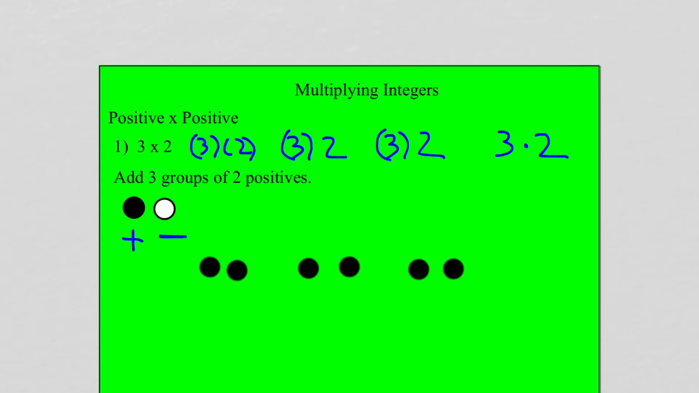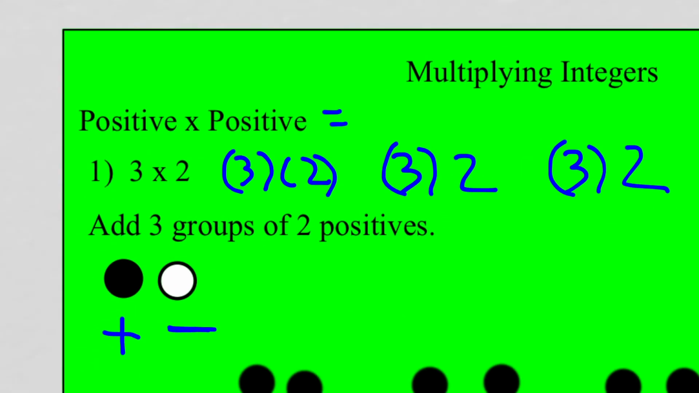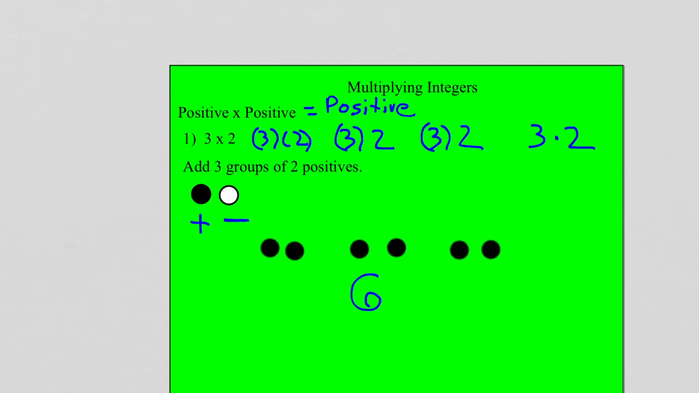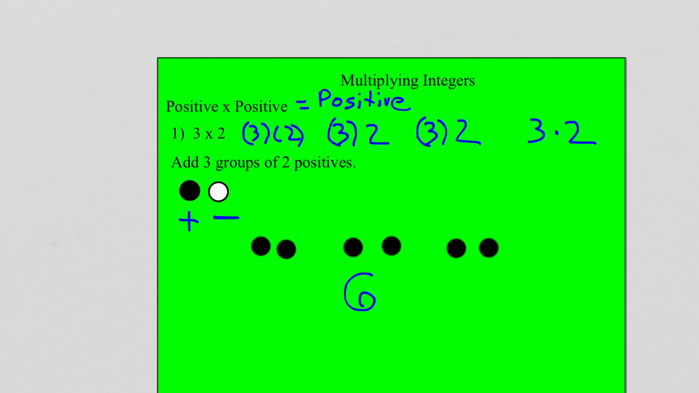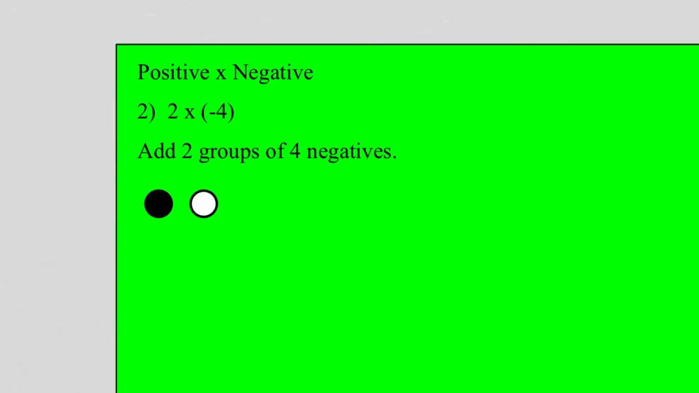Okay, and we knew that already. We didn't need the model to show that. But what that does confirm for us is that a positive times a negative is... sorry, a positive times a positive is equal to a positive. And I am pretty positive about that. Okay, that's all we're going to talk about for that one. Next thing, looking at a positive times a negative.